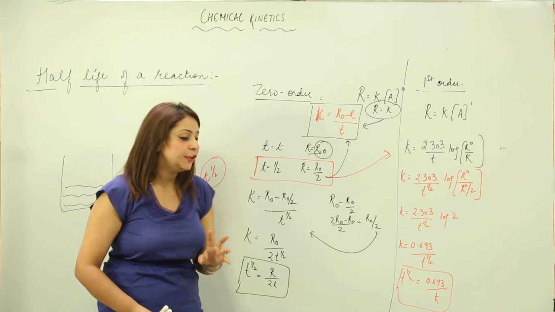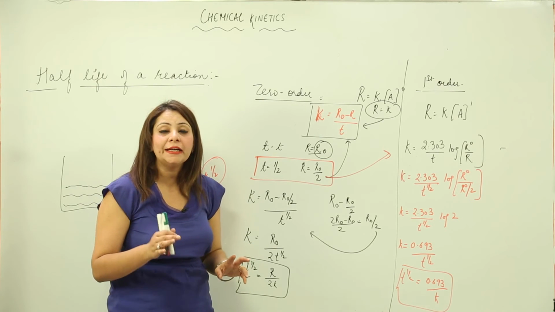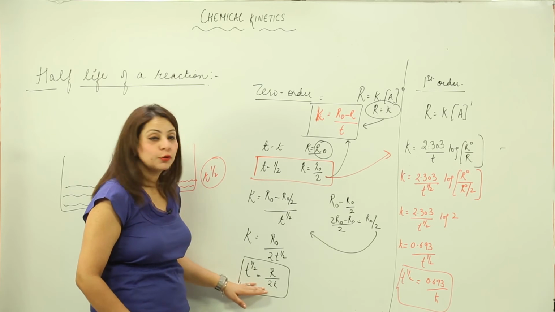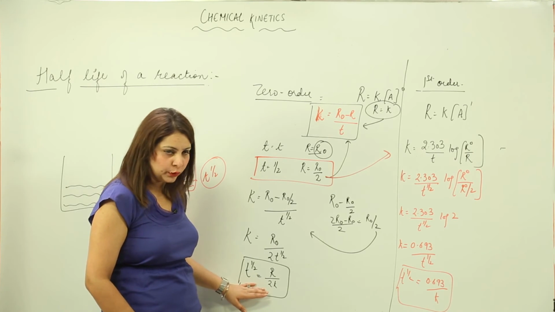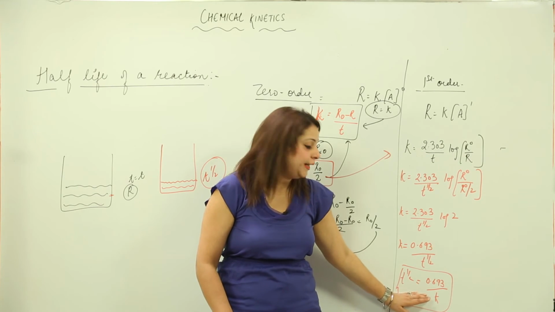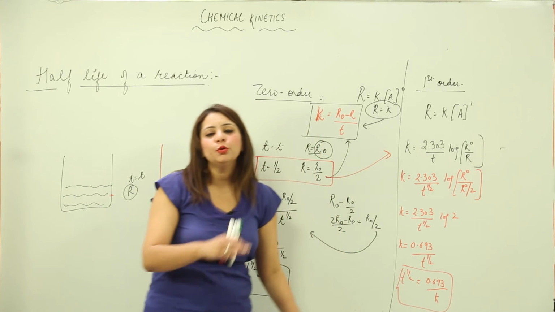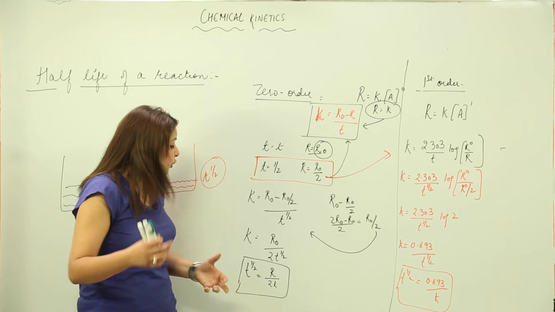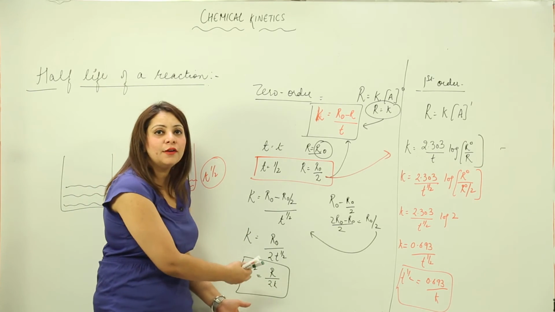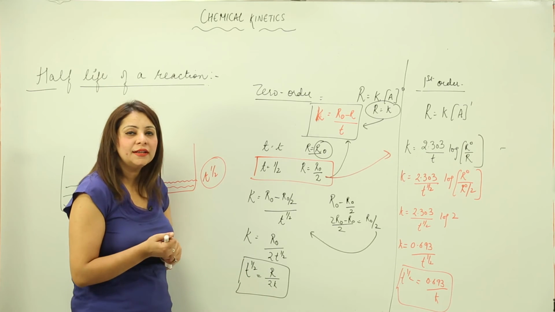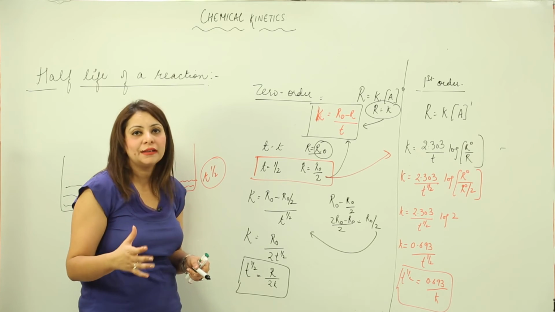Remember in your mind the expressions which will be directly used in the numericals. For 0 order, T half is equal to R upon 2K, and for first order, T half is equal to 0.693 divided by K. So what conclusion do we get? If we talk about 0 order, on what factors does this half-life depend? By just looking at the expression, you can tell on what factors it depends.